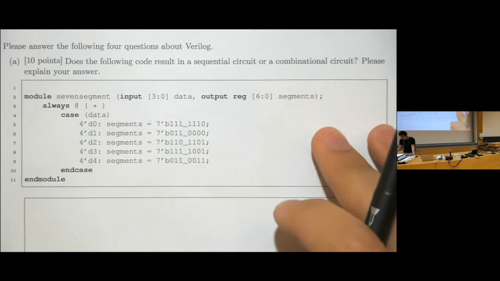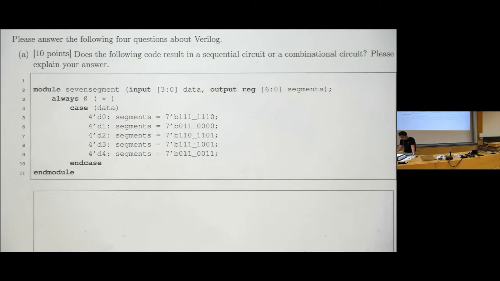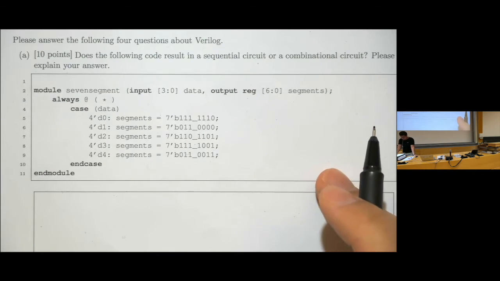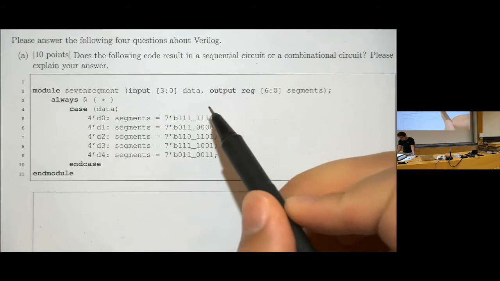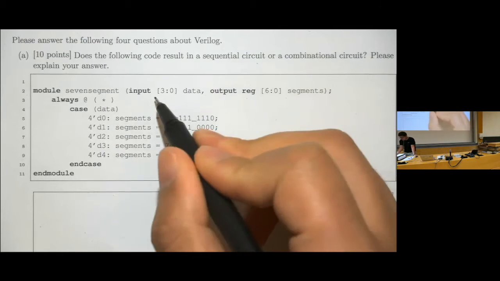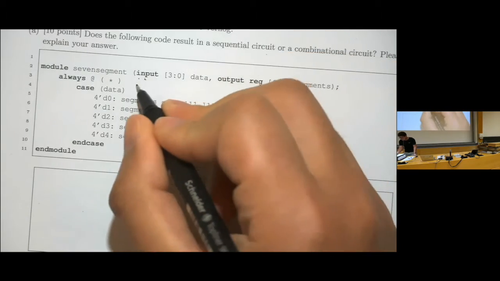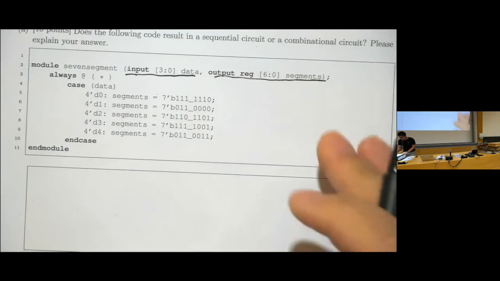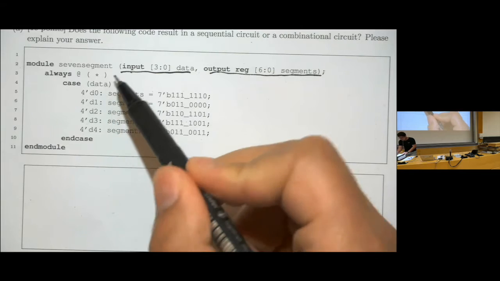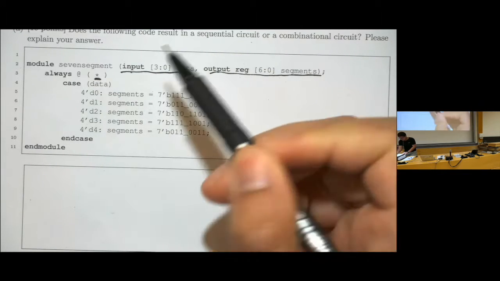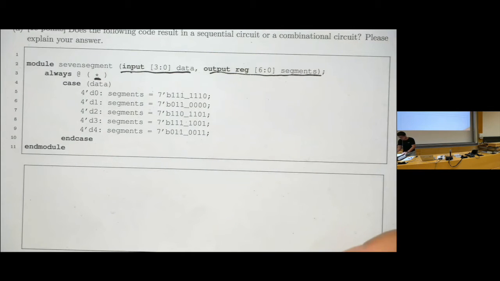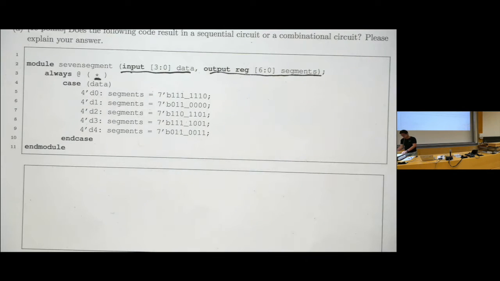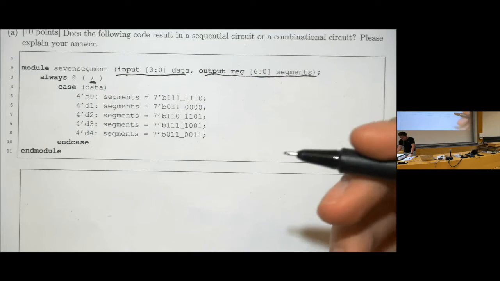And the second question, Verilog question, starts with: does the following code result in a sequential circuit or a combinational circuit? Please explain your answer. And when you look at this code, the first things you probably notice is the input of 4 bits, data input, and an output register named segments. And it's 7 bits large. And in the always statement, we have a sensitivity list of star, which means it will be executed when any of the data that's essentially read in the always block changes.